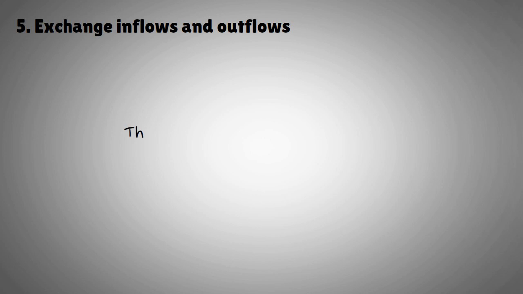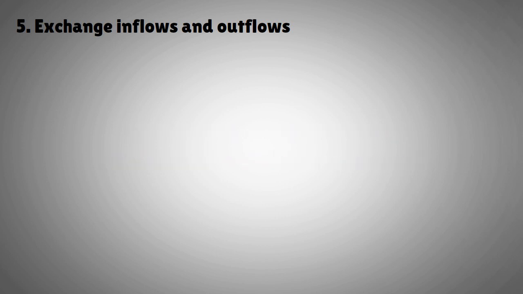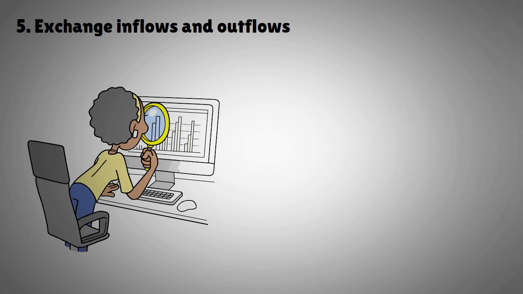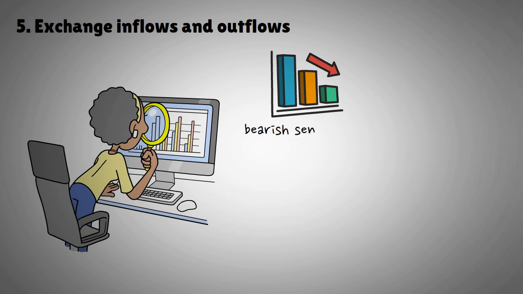Number 5. Exchange inflows and outflows. Exchange inflows and outflows refer to the movement of cryptocurrencies into and out of the cryptocurrency exchanges. For example, increased exchange inflows may indicate increased selling pressure and potentially bearish sentiment. This may suggest that more investors or traders are depositing their cryptocurrencies on exchanges, possibly to sell or trade.